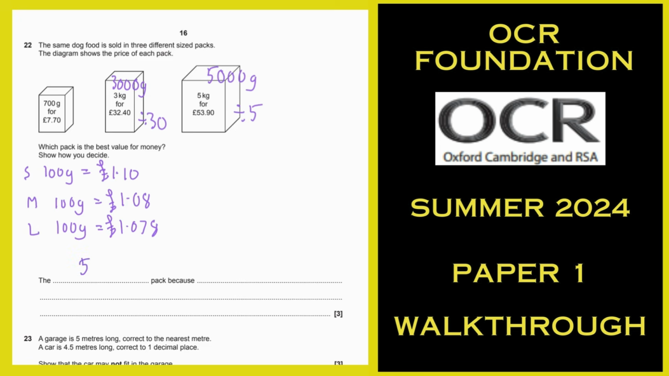The 5 kilogram pack, because it's the cheapest per 100 grams. No need to overcomplicate that bit down there. All your proper work's done up here. You just need to bring it all together, keep it simple.